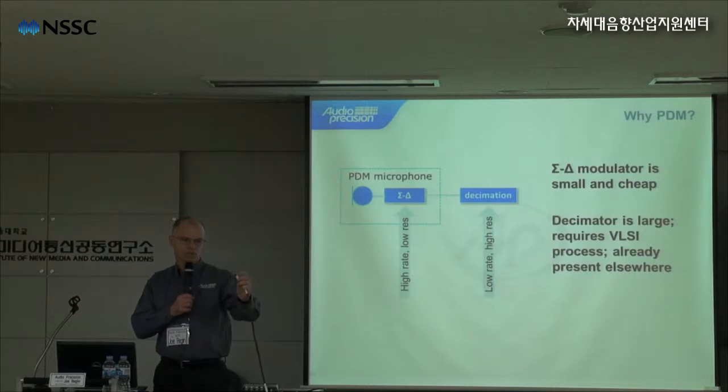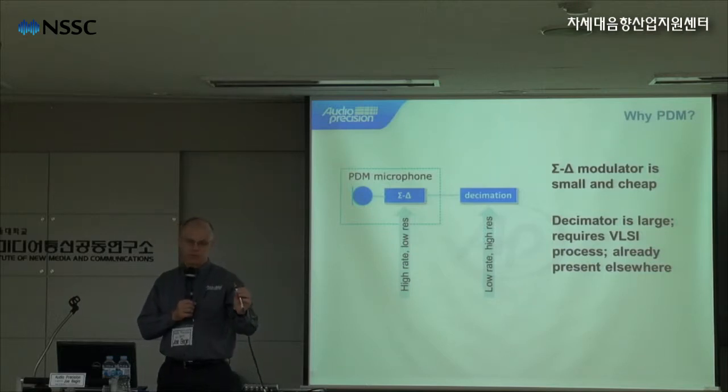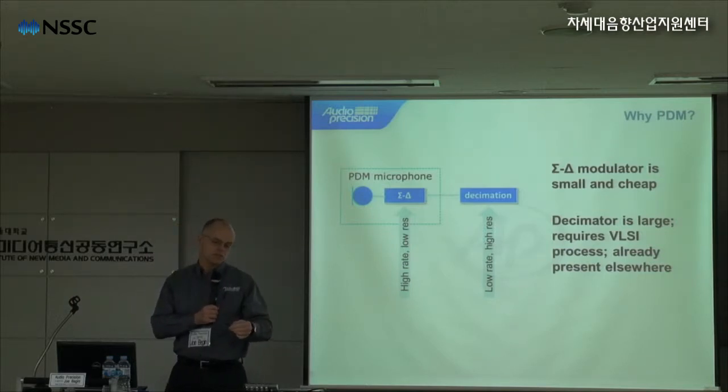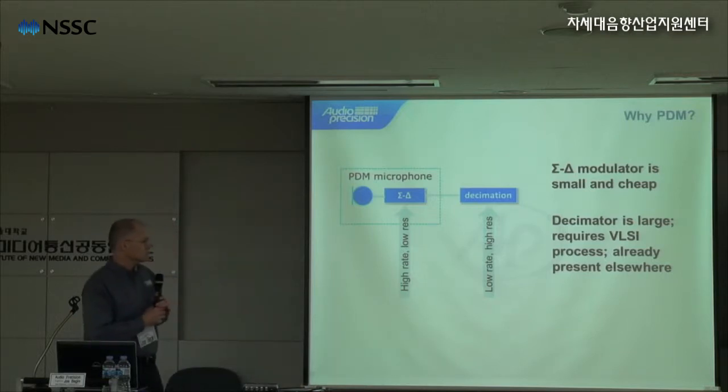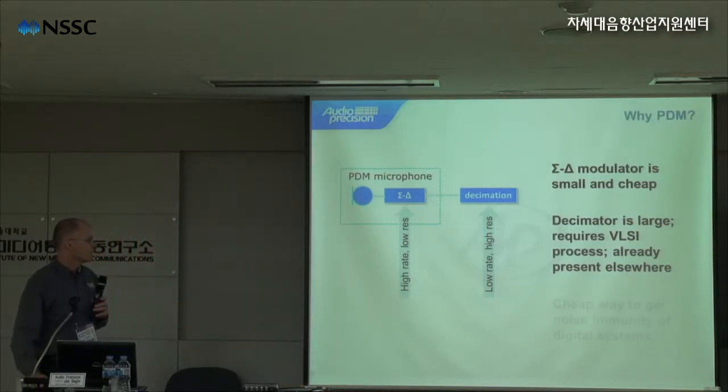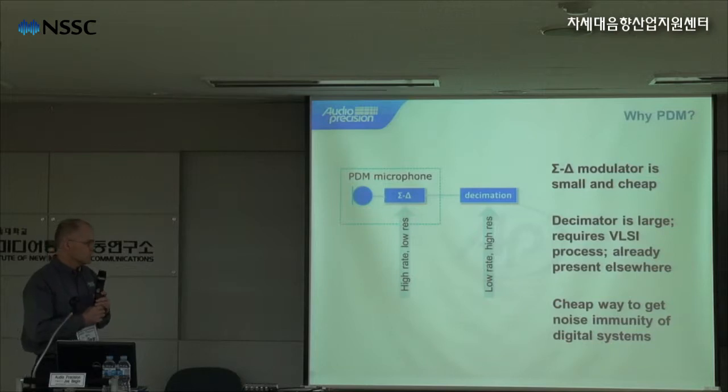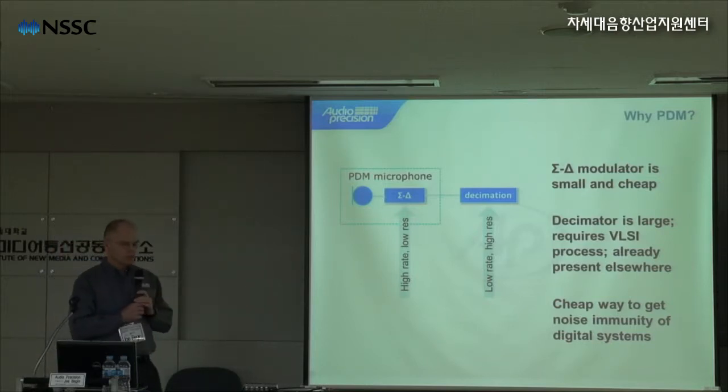demonstrating this little device. It's about the size of a postage stamp, and it has two of these PDM microphones on this little chip, and each one is maybe 2 millimeters by 3 millimeters in area. And the two of them work together as a stereo pair. So this is really a cheap way to get noise immunity of digital systems.